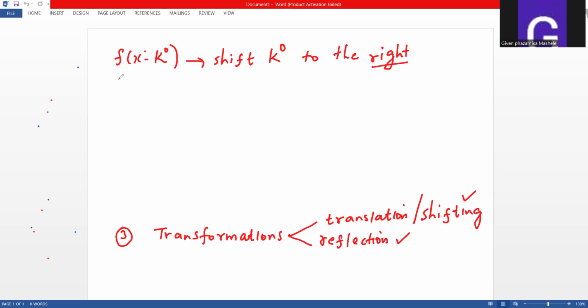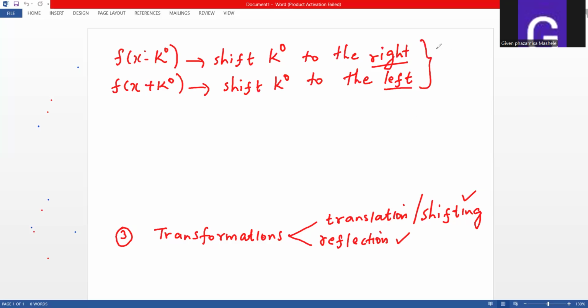But if we have f of x plus k degrees, where the degrees is the angle, it means the graph will shift k degrees to the left in the function. So whatever is shifting to the right or to the left, it's always affecting the x values all the time. In other words, it's changing the domain.